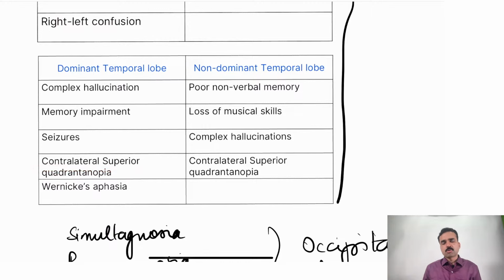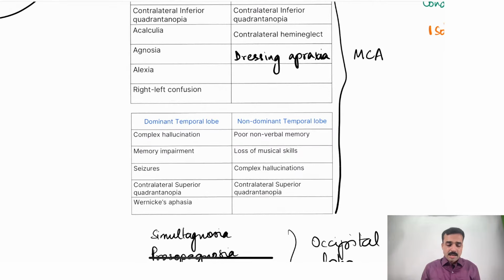Again, superior quadrantanopia. So if it's a temporal lobe lesion, it's superior quadrantanopia contralaterally, and if it's a parietal lobe lesion, it's inferior quadrantanopia. Wernicke's aphasia, because Wernicke's area lies in the superior temporal gyrus, left-sided. In the non-dominant temporal lobe, because of lesions in this, there can be poor non-verbal memory, loss of music skills, complex hallucinations. One more word, aprosody.